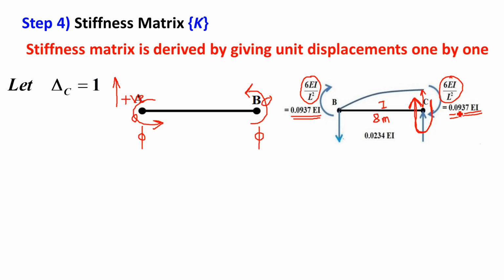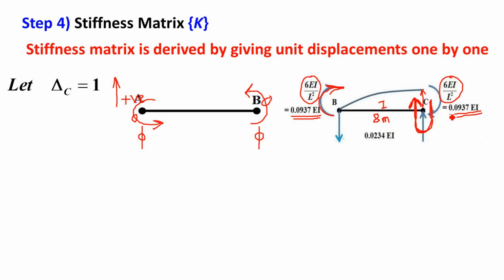So it is clockwise 0.0937. If this is clockwise at this end, again it must be clockwise at the other end. So it is clockwise at both ends, 6 EI by L square. Please understand how to decide the nature. Draw this arrow in the direction of displacement and bend that arrow outside the beam. You will get the nature automatically. It is clockwise. Magnitude is 6 EI by L square. After substitution of the 8 meter span, the answer is 0.0937 EI at both ends. And clockwise means it is minus.